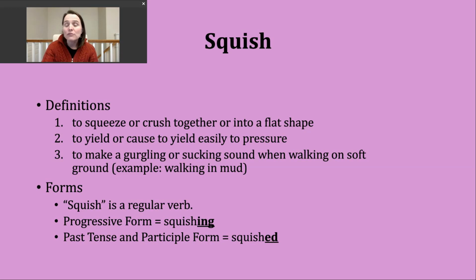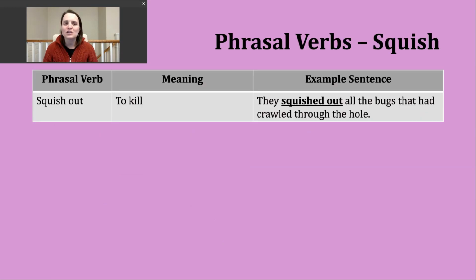Okay. Now I have one additional phrasal verb for us to look at, and that is to squish out. When that gets used, many times people are talking about killing something, and generally we're often talking about insects and bugs or other sort of unwanted creatures. So an example of this might be: They squished out all the bugs that had crawled through the hole. So perhaps they're in someone's home and we're talking about maybe stepping on them in order to kill them.